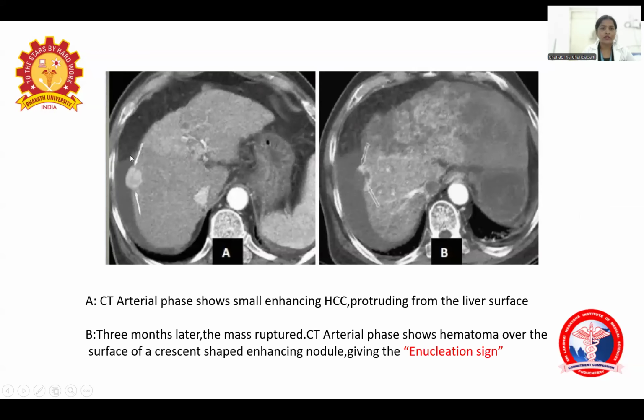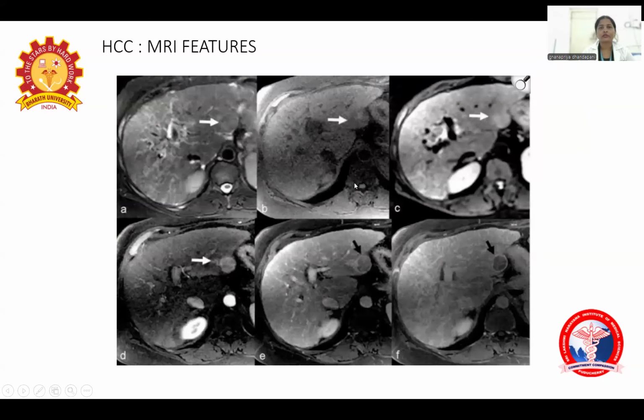So here again, in a background of cirrhotic liver, there is a small arterial phase enhancing HCC protruding from the surface of the liver. In the follow-up scan after 3 months, the lesion shows a rupture, and there is a crescent-shaped hematoma over the liver. This sign is known as the enucleation sign, where the HCC is ruptured.